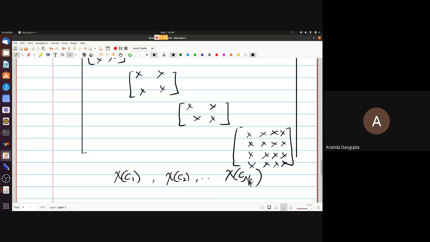So C1, C2 up to C_NC, where NC is the number of classes, and form a vector with that. Or if you want to make it even neater, you throw in factors of square root of NC1 by mod G and so on with every one of these, so that the dot product ends up looking exactly like the ordinary dot product. We don't even have to worry about weighting factors. But that's just making it look a bit neater, nothing else.